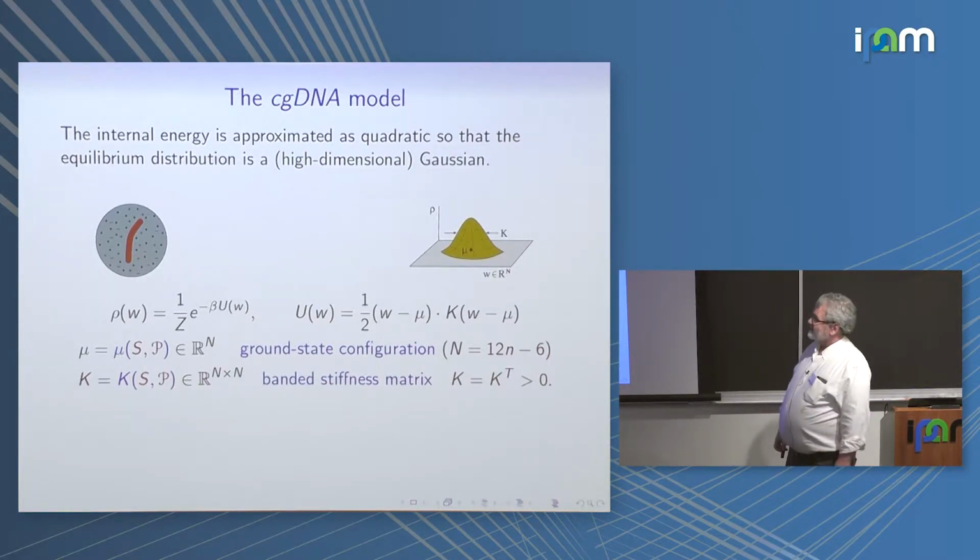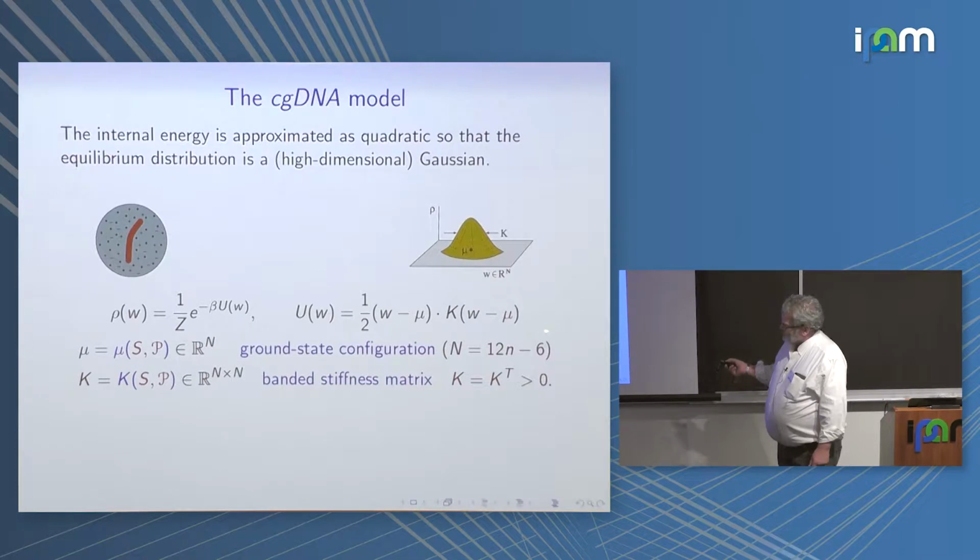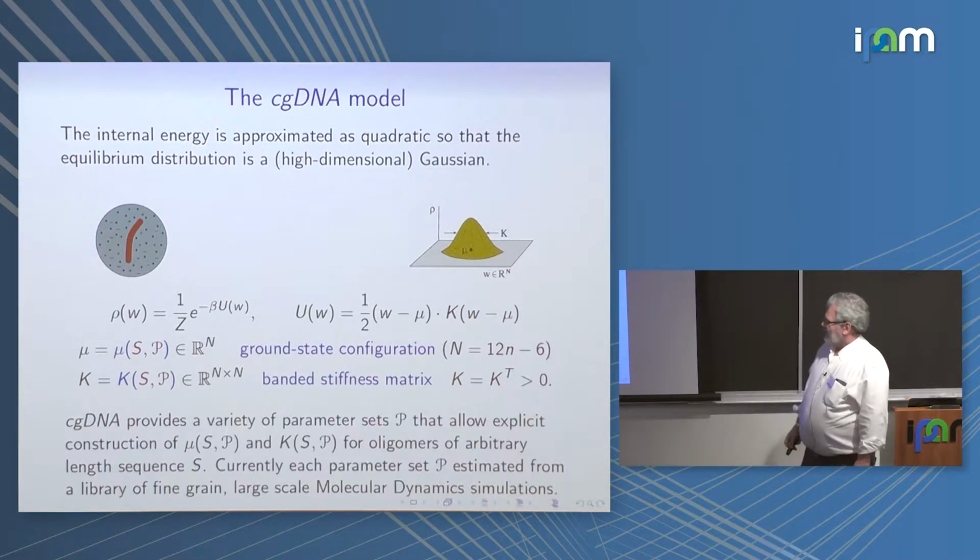The next assumption is that we're going to assume that the U is actually a Gaussian. It surely isn't, but it's not such a bad approximation. That's where we're going to start. Once we made that assumption for the free energy, the model is a rule to go from the sequence and the parameter set to the ground state mu, and to the stiffness matrix K, which is symmetric, positive definite, and banded. We provide a bunch of different parameter sets to do this construction. I'll talk about that a little bit.